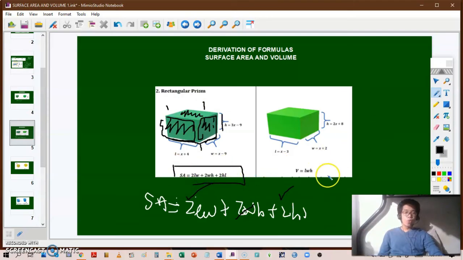So how about the volume of a rectangular prism? You simply multiply all of its measurements: the length, the width, and the height. Sometimes we call the width the breadth. So there you go, and we get the formula for the volume of the rectangular prism, which is length times width times height.